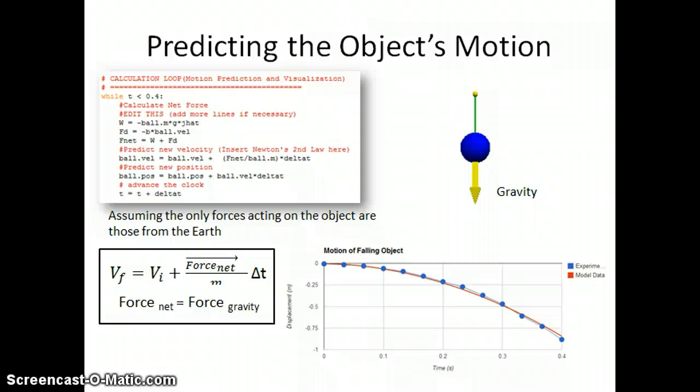from the Earth. The graph shows a model prediction of the ball's displacement over time compared to the observed displacement versus time. Our model shows a pretty good match of the actual observed displacement of the ball, but what could make the model fit better?